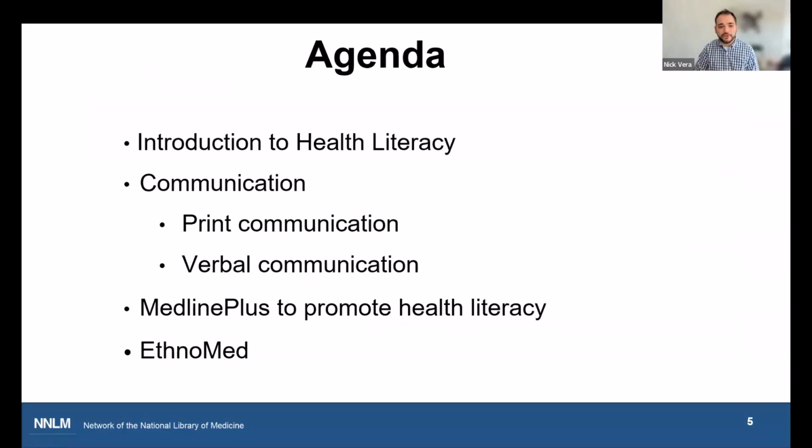So let's take a look at that agenda again. We'll work with an introduction to health literacy, in which we'll cover what it is, why it's important, and the epidemiology of health literacy. So really, who is most impacted. Throughout this process, we will introduce you to tools which you can utilize to promote health literacy. And then we'll move on to communication, where we'll discuss the concept of universal precautions for health literacy and some best practices for communication. Then we'll look at how you can use MedlinePlus, for example, as a tool for reducing disparities in health literacy. And finally, we'll discuss EthnoMed, which is an online tool you can use to reduce intercultural barriers to communication.